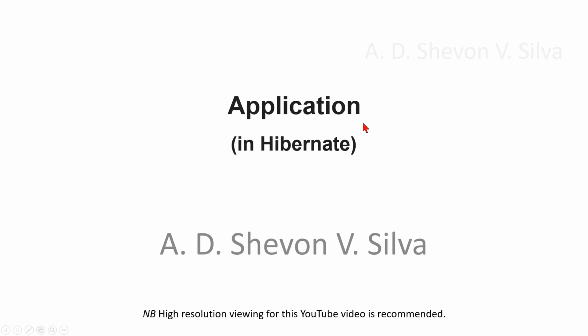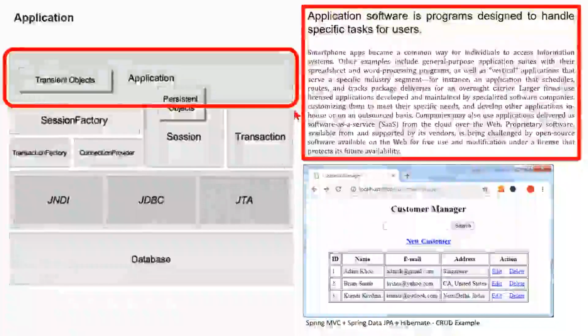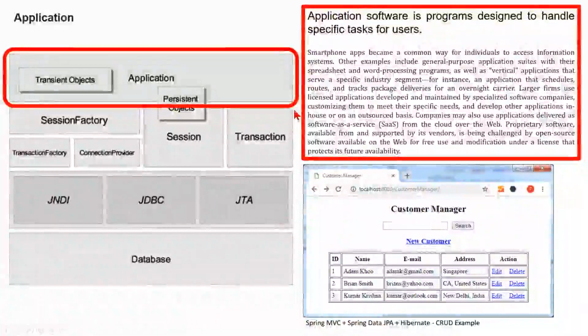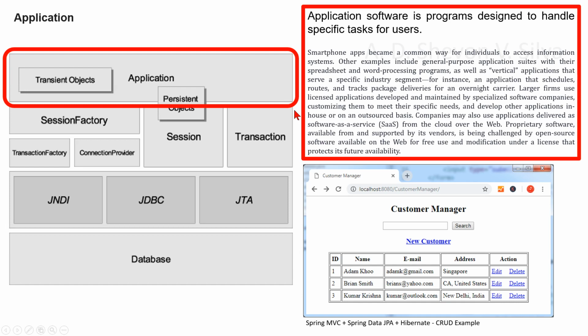Application in Hibernate. Now we are focusing on application. Application software is programs designed to handle specific tasks for users.